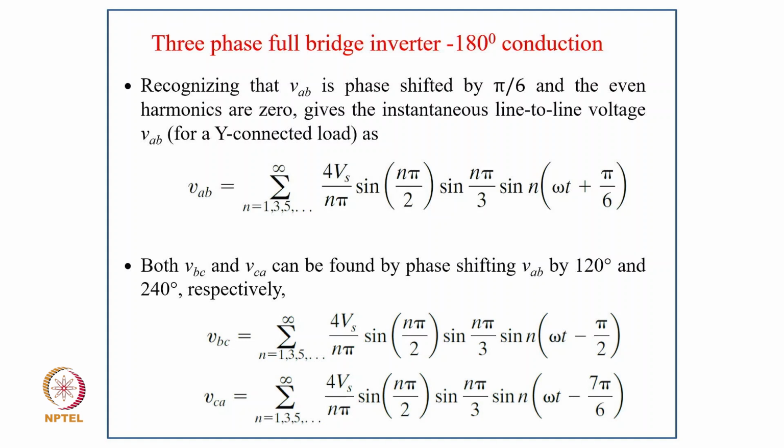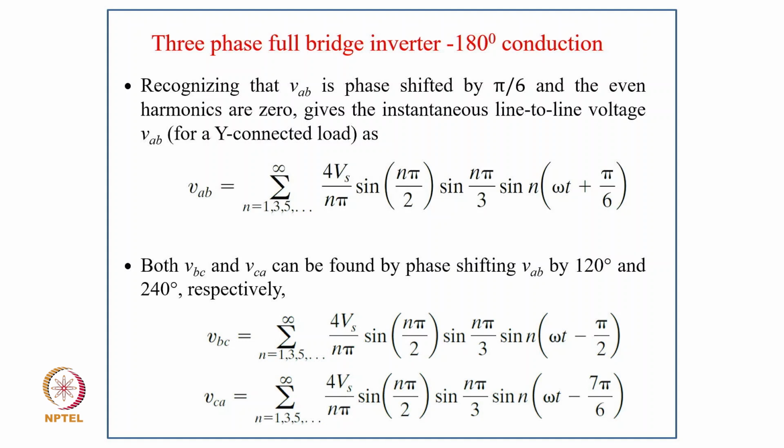To give the instantaneous line to line voltage VAB for the star connected load, VAB equal to the sum over n equal to 1, 3, 5 to infinity of 4 Vs upon n pi sin n pi by 2 sin n pi by 3 and sin n in bracket omega t plus pi by 6. So both VBC and VCA can be found out by phase shifting VAB by 120 degree and 240 degree respectively.